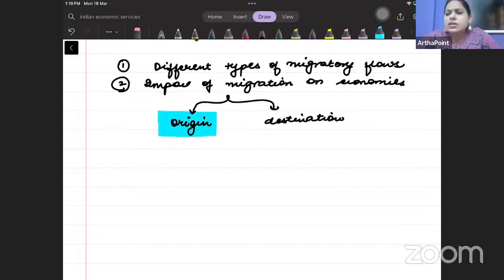So during the time of independence of India, not even independence, much before independence, there was a concept called drain of wealth, right? And drain of wealth was actually based on the concept of migration, right? So we are going to understand how the economy is affected where migration is originated, jahan se migration origin ho rahi hai, and how economy is affected where the migration is destined, jahan migration ho rahi hai wo wala economy kaise affect hoga.